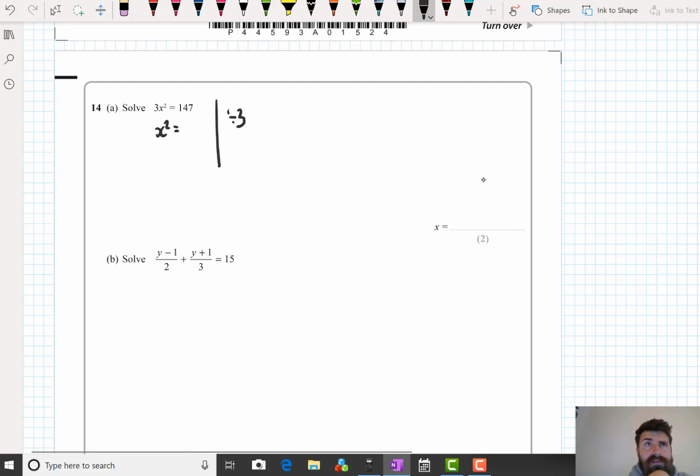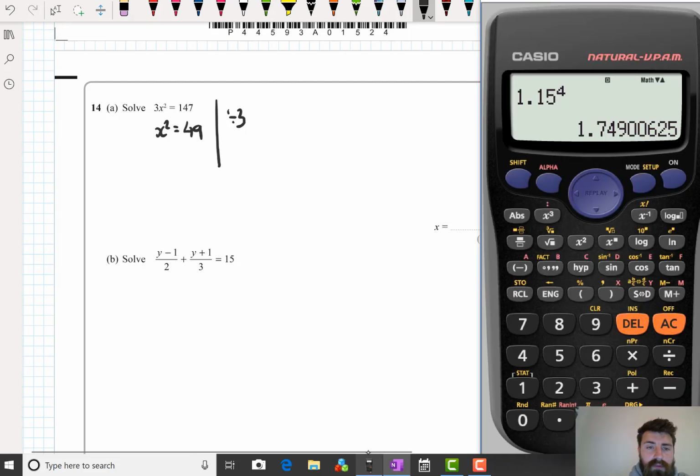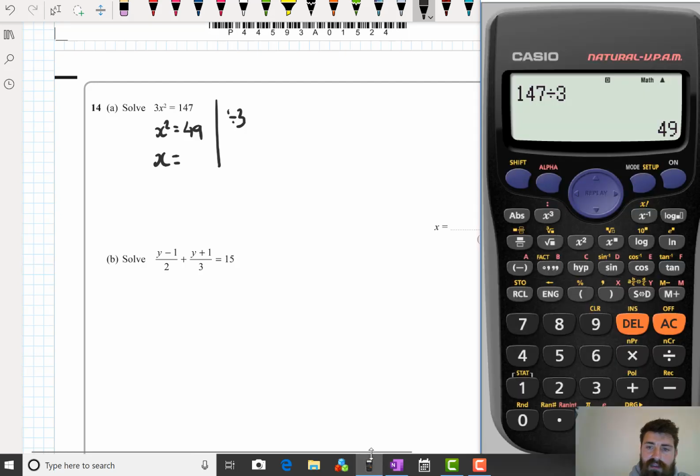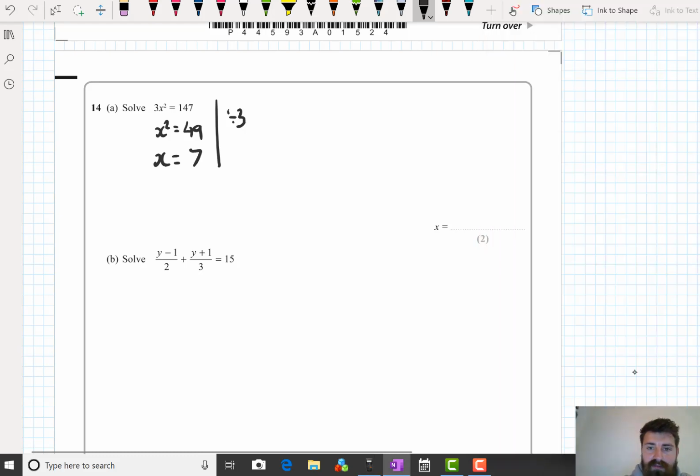49. 147 divided by 3. Yep. What's the square root of 49? I'm going to make the easiest mistake in the world. Ready? The square root of 49, and I'm going to get 1 mark here for this. Maybe, depends how they are.